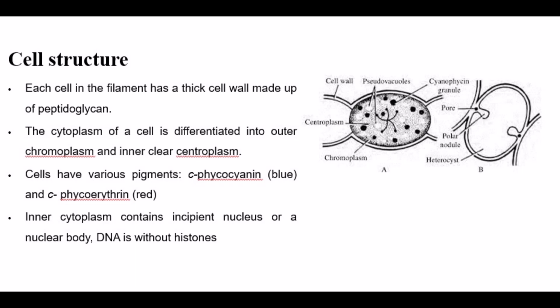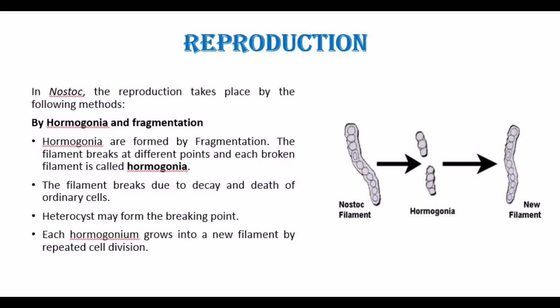Each cell in the filament has a thick cell wall made up of peptidoglycans. The cytoplasm of the cell is differentiated into outer chromoplasm and inner clear centroplasm. The chromoplasm contains a number of pigments. The chief pigments present in Nostoc are C-phycocyanin and C-phycoerythrin, which impart the blue-green coloration to the blue-green alga. The inner cytoplasm contains an incipient nucleus or a nuclear body with taut histones.